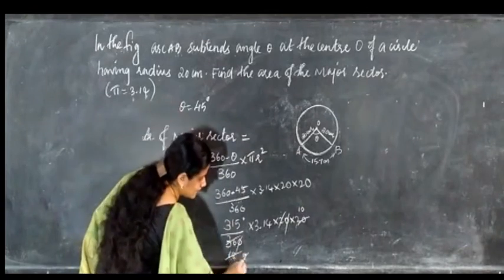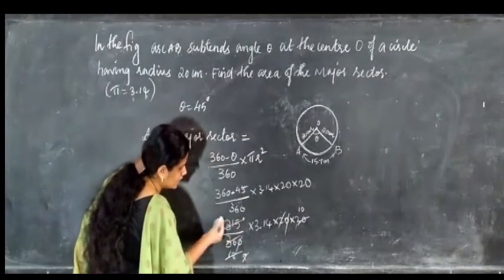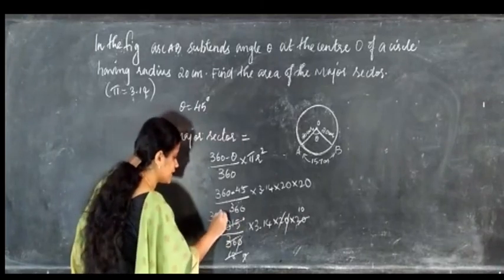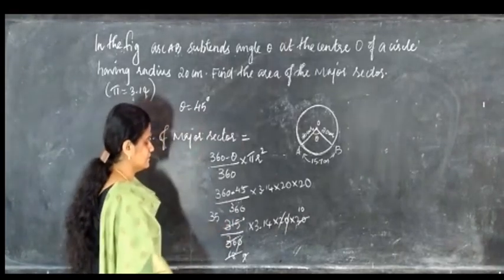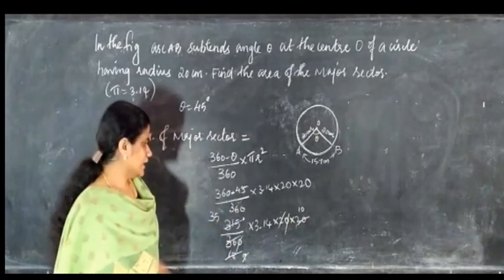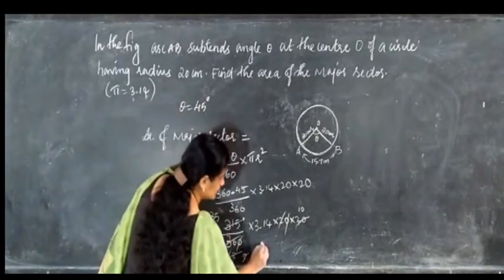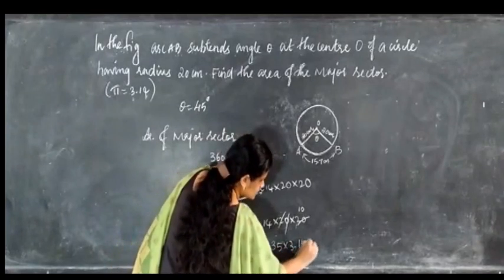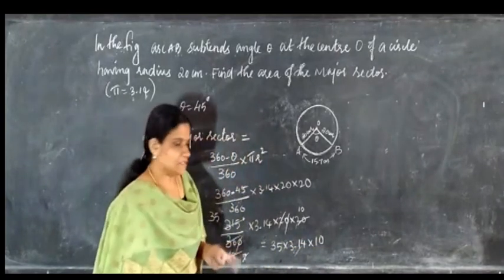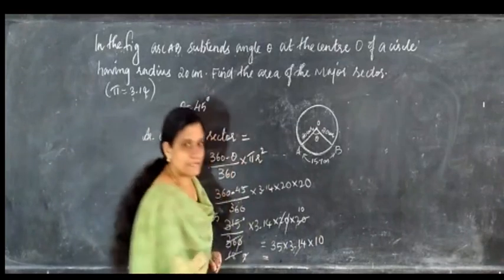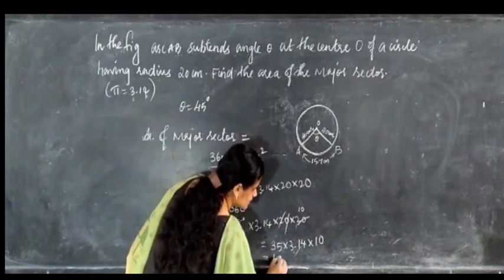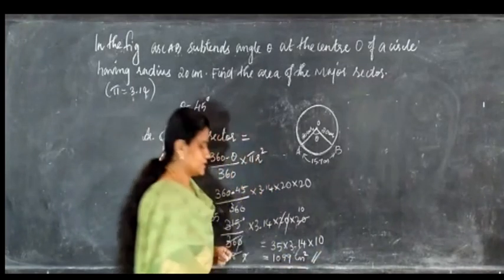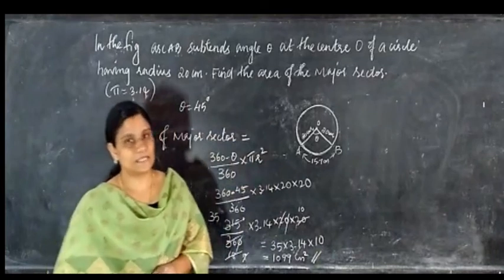Now 9 and 315: 9 times 3 is 27, 45, 5 times, 35. So that is equal to 35 into 3.14 into 10. If we multiply, we will get the answer as 1099 centimeters square. So this is the area of the major sector.